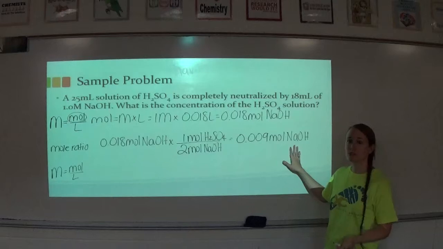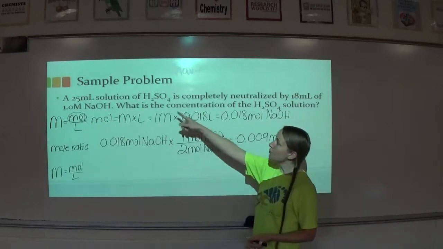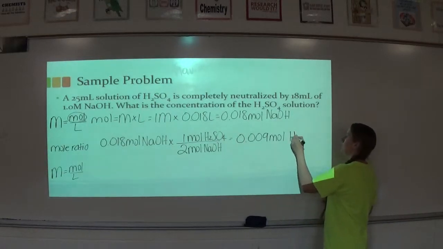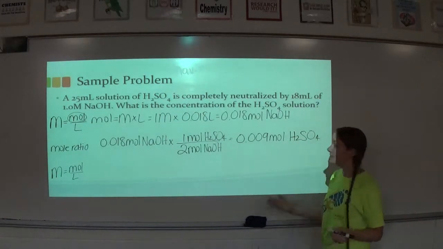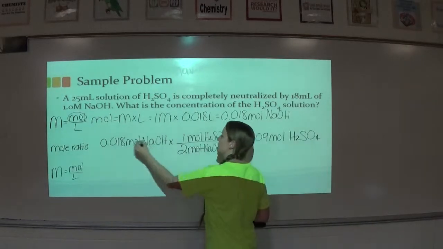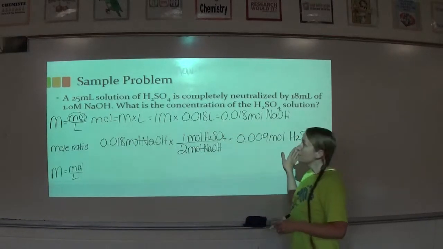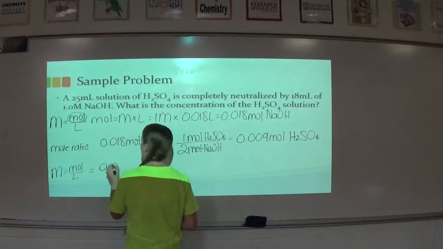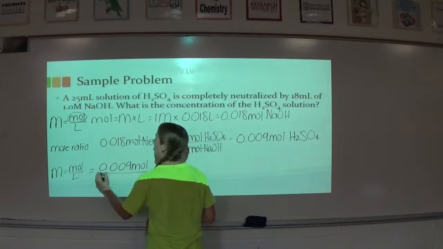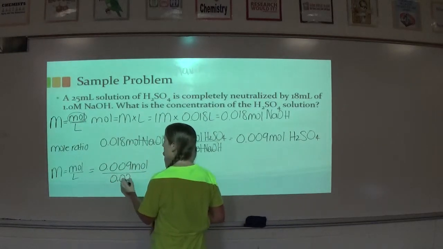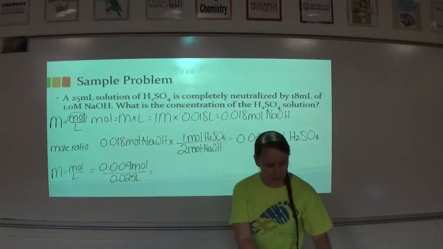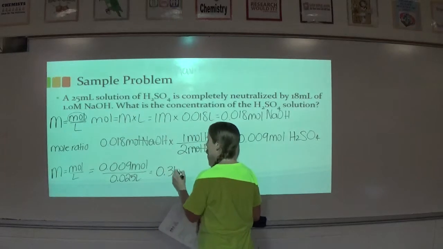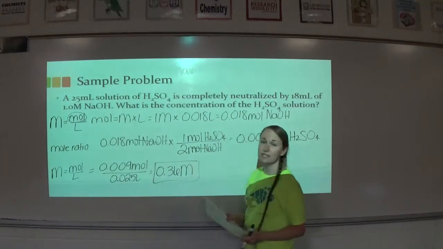Now that I know moles of H2SO4, I can finish the problem. Sorry, I originally said NaOH, but this is H2SO4. Our moles of NaOH cancel, so I have my moles of H2SO4 and I have my volume of H2SO4, so I can plug in and solve for molarity. I'll put my 0.009 moles on top. Don't forget to change this to liters, so 0.025 liters on bottom. Once I solved, I ended up getting 0.36, and then of course for concentration, my unit is molarity.